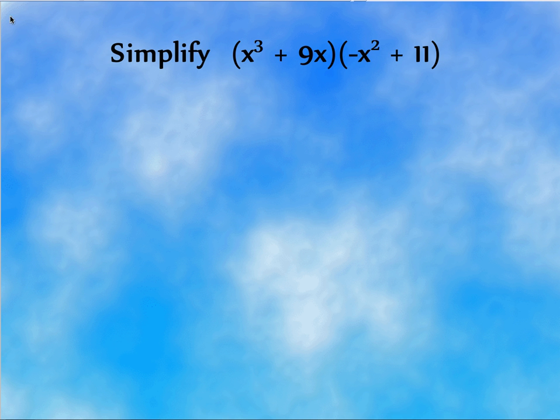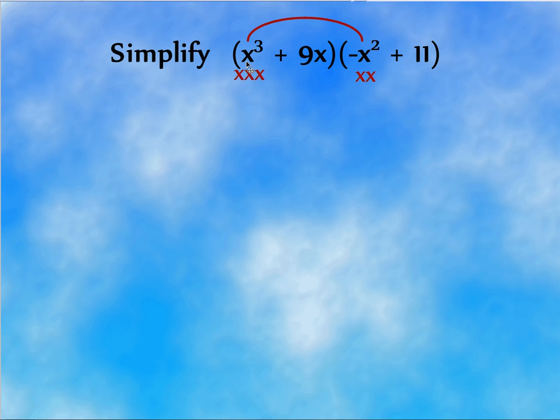Let's go through one more quick example and then I'll let you go. So now I have a binomial being multiplied to another binomial. 2 times 2 means that after I have all my distribution done, I should have 4 terms. So let's get to work.